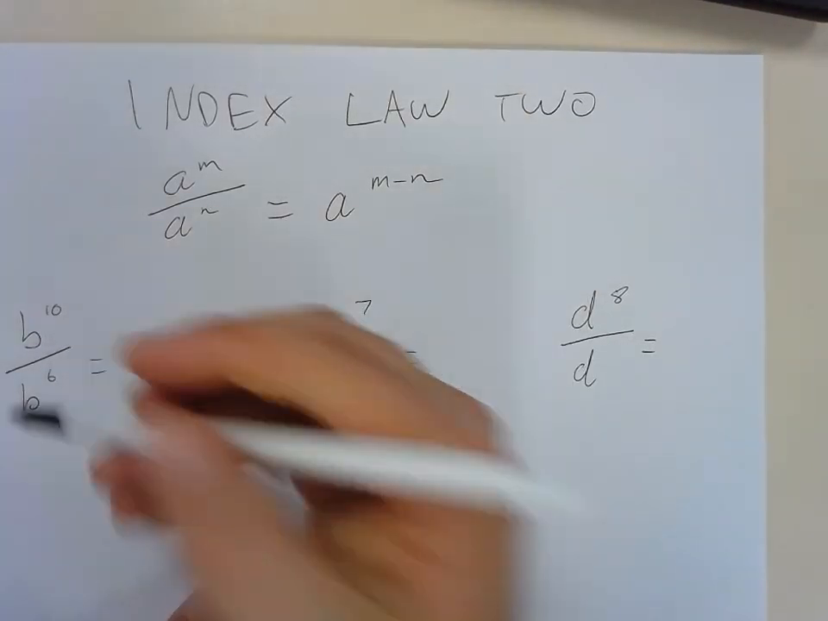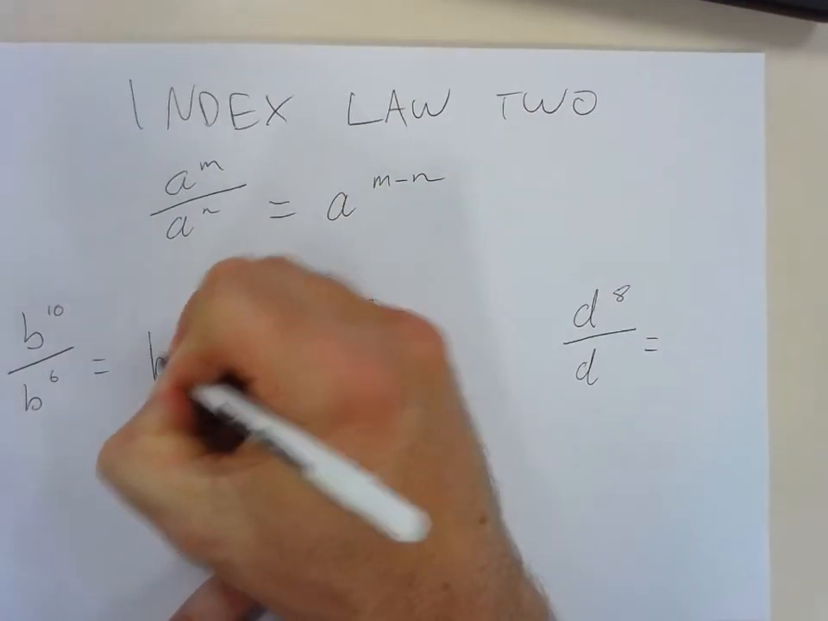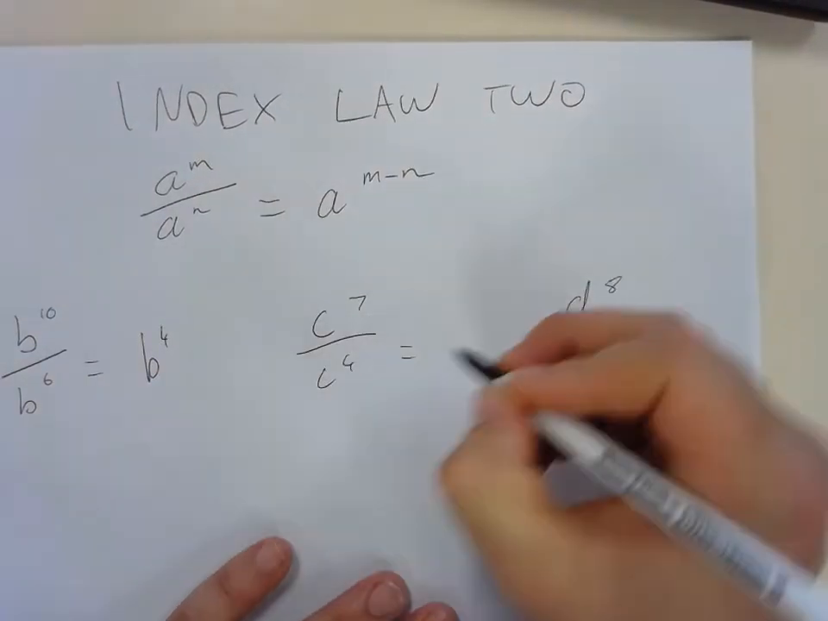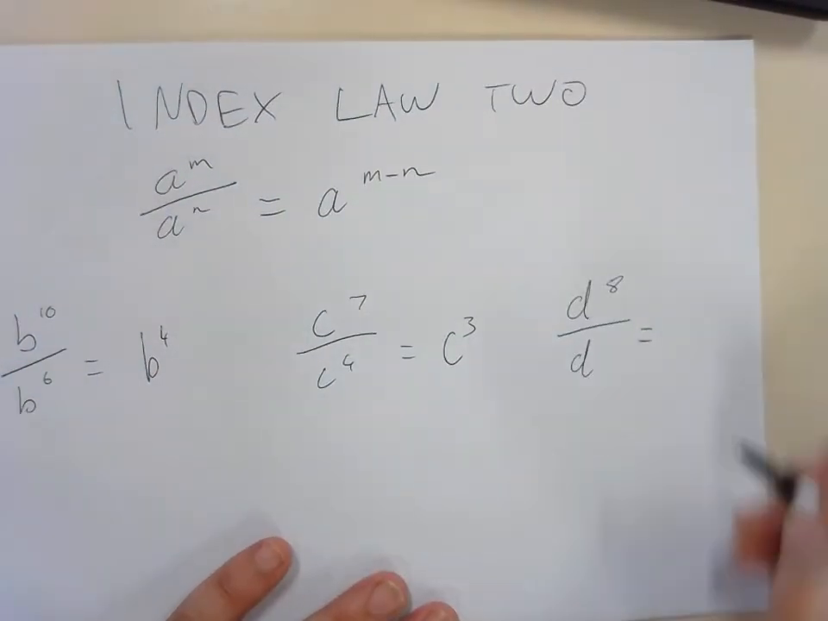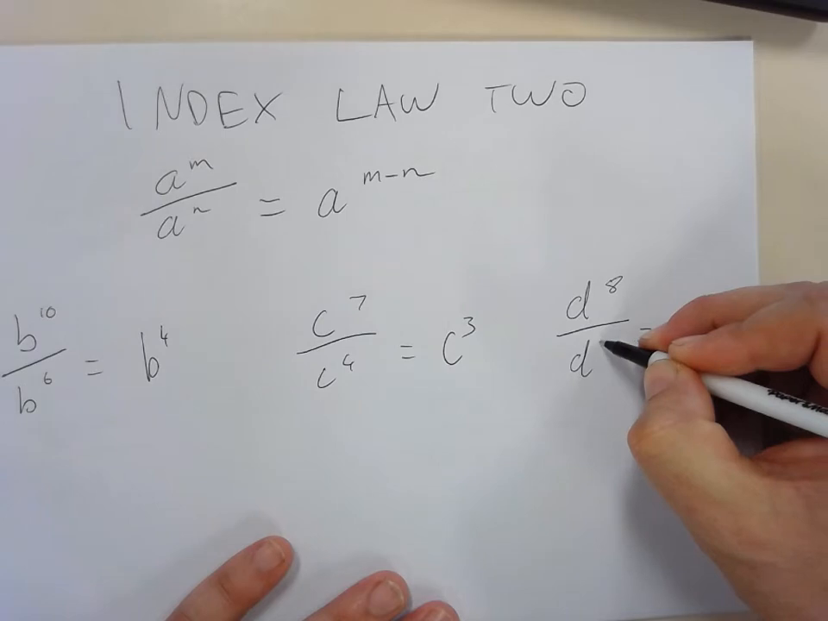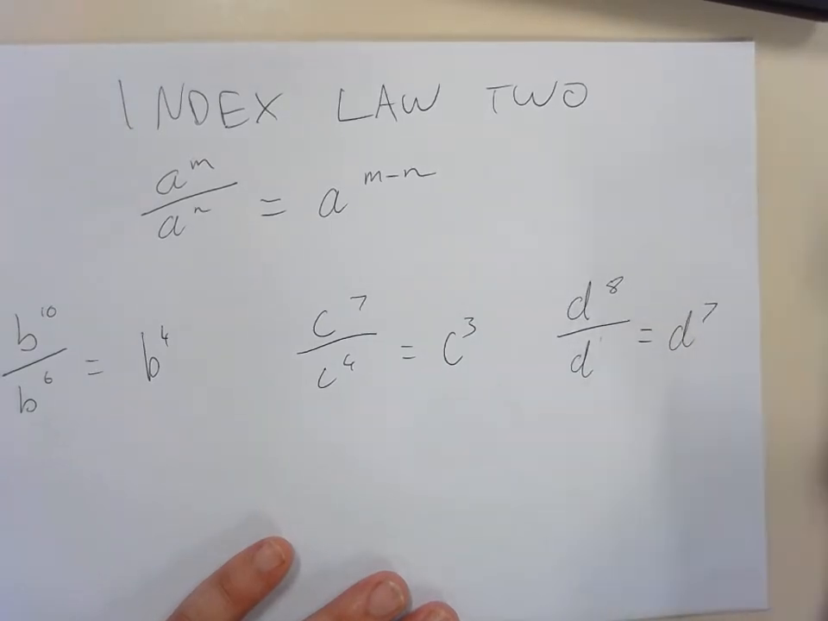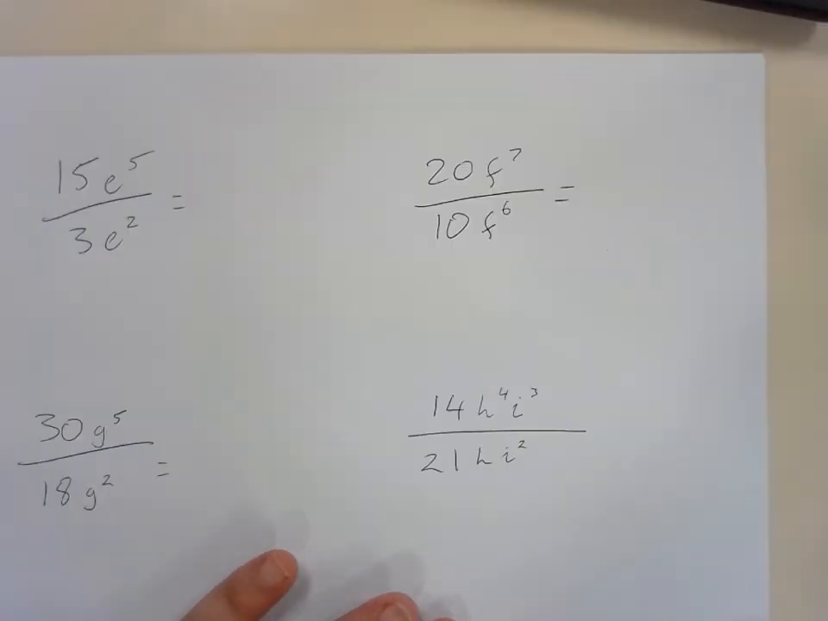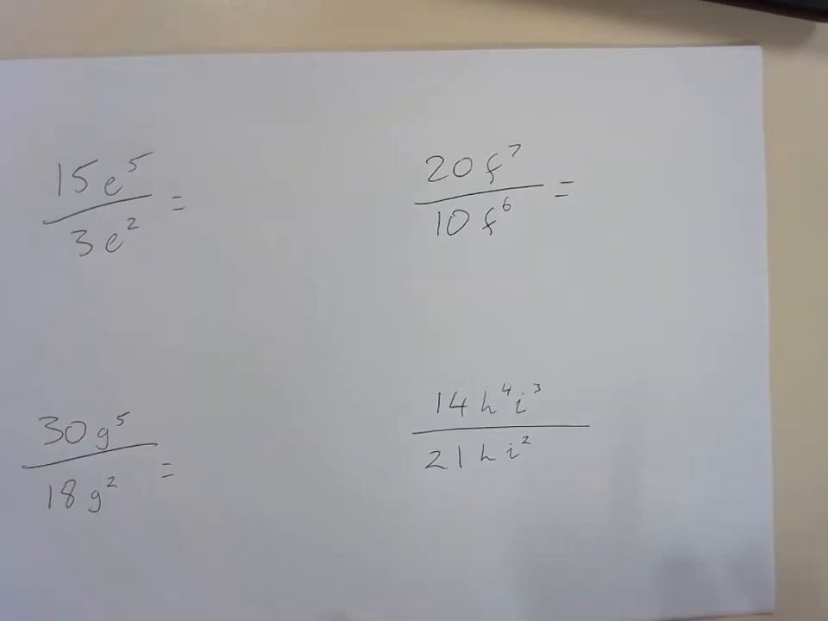So I just go 10 take 6 equals 4. 7 take 4 equals 3. 8 take, remember there's a 1 there, so that one equals 7. Alright, again when I bring in the numbers, it's the same sort of thing as what we did with index law 1. So we'll look at the numbers first.